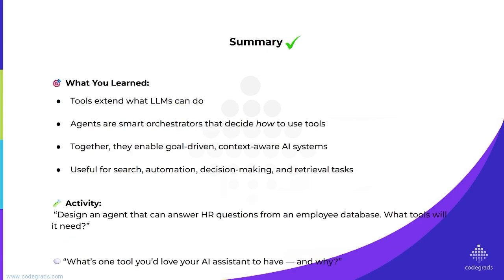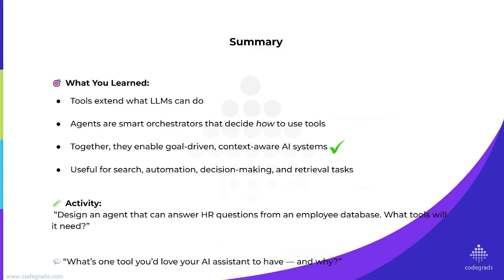Now we'll see the summary of what we have learned about tools and agents from the slide presentation. Tools extend what an LLM can do. If a particular task is achieved by an LLM, we can extend its capability by adding tools and agents to it. Agents are smart orchestrators that decide how to use tools. Deciding which tool to use at which point of time is very important, and that is done by the agent. Together, they enable goal-driven and context-aware AI systems.